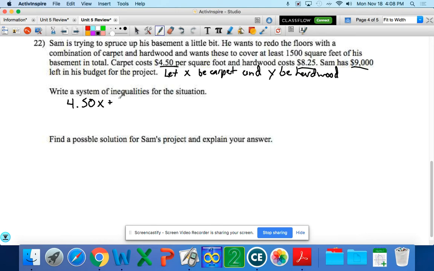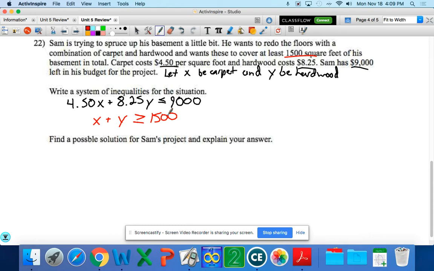$450 for carpet plus $825 for hardwood, and he has $9,000 left in the budget. That doesn't mean he has to spend the entire budget, but he cannot go over that, meaning we need to be less than or equal to $9,000. The only other piece of information given was that he wants to cover at least 1,500 square feet. That means total carpet on its own plus total hardwood on its own needs to be greater than or equal to 1,500.